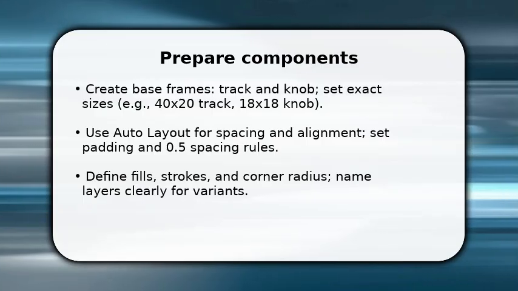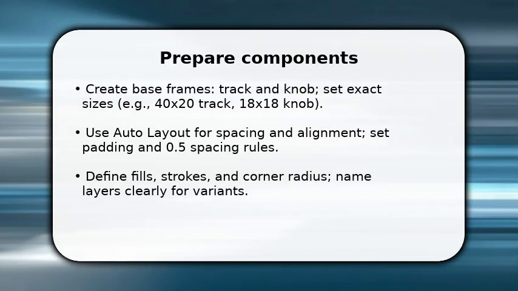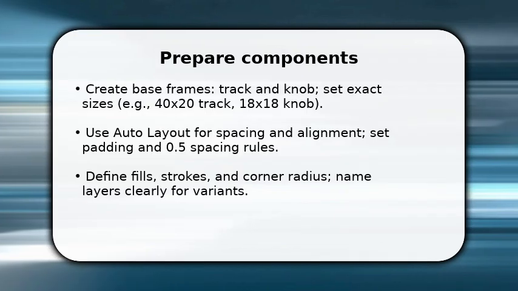You start by building two core components, the track and the knob. Make the track roughly 40 by 20 and the knob 18 by 18, then group them. Once grouped, convert to a component so you can reuse it. This lets you create variants later.